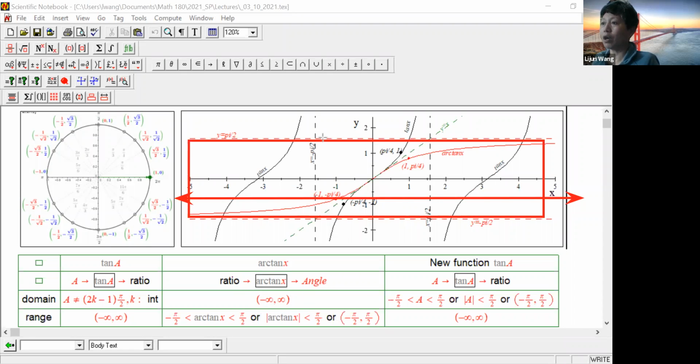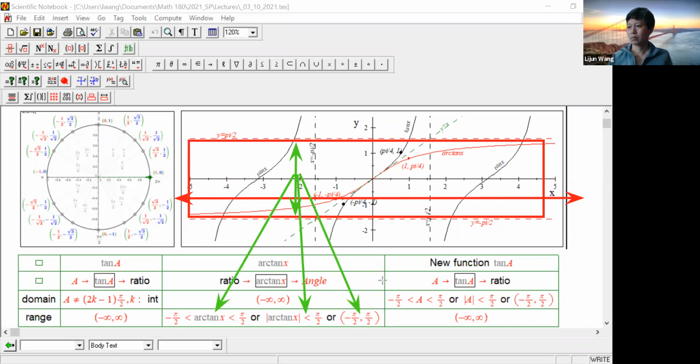The range, however, what's the range for arctangent? I'm going to use the green. Between negative pi over 2 to pi over 2. Okay, which is right here, right there, right there. Okay, right there.